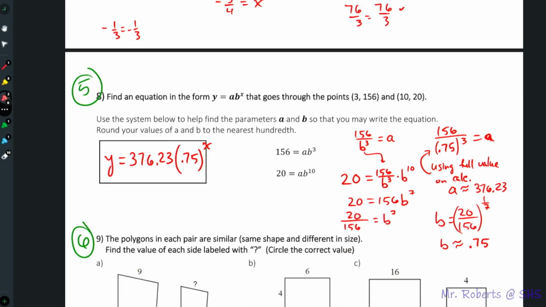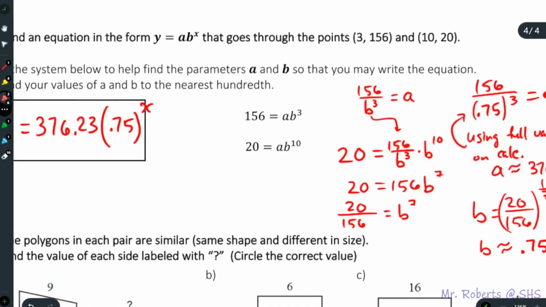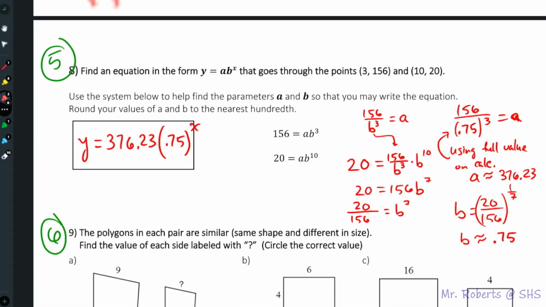Moving along. I isolated A in both of these equations, and actually, I used substitution. So I got A alone in the top equation, and I plugged that into the bottom equation. You'll see me do that if you watch the video, the substitution method. So my answer is 367.23 times 0.75 to the x.